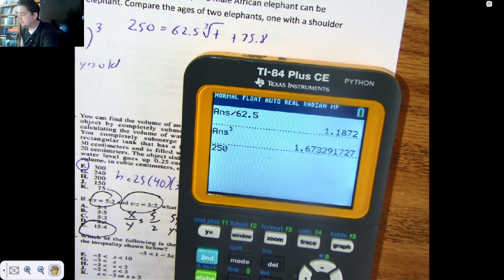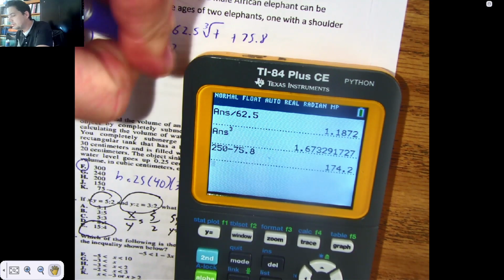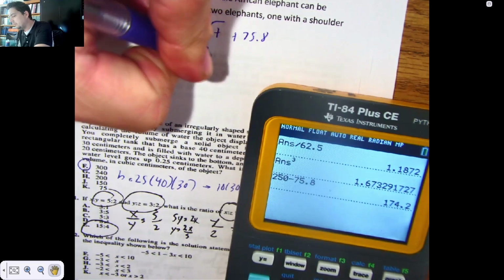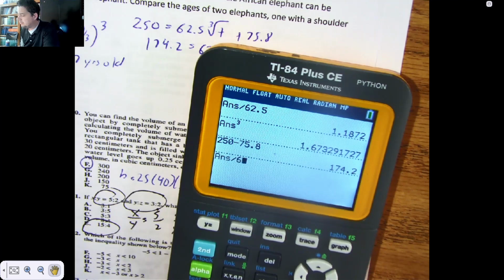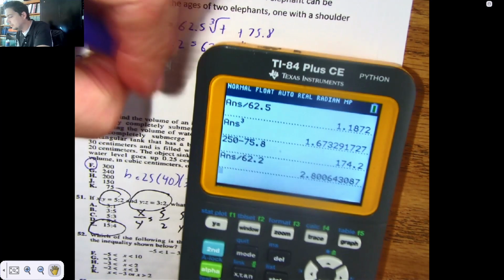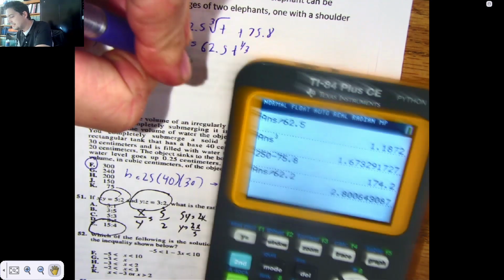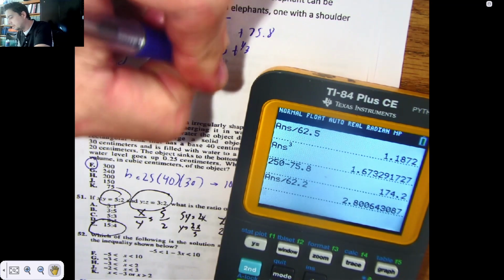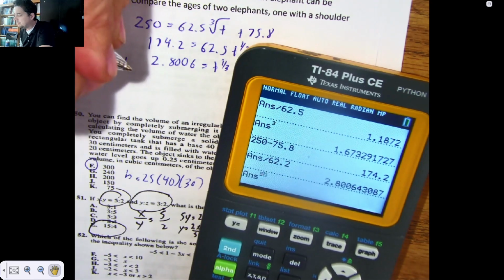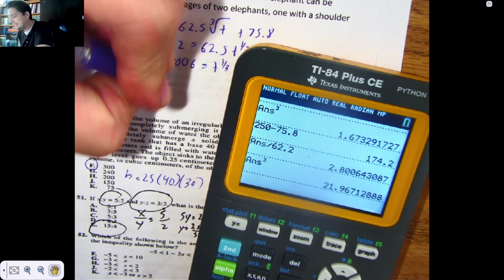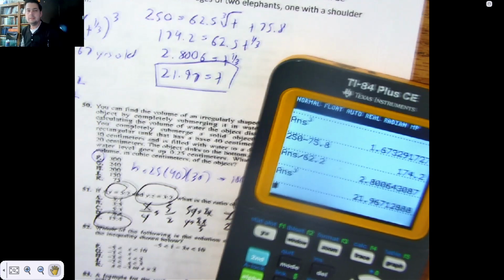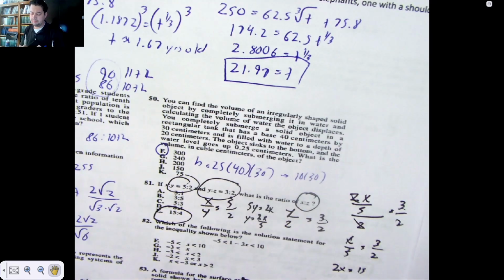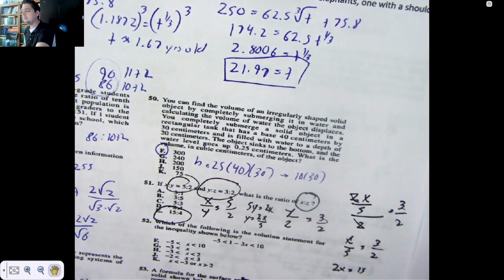Over here, 250 minus 75.8, 174.2 is 62.5 cube root of t. Divide by 62.5. 2.8006 is t to the 1/3 power. Cube both sides. 21.97 is the age of that elephant. Elephants don't grow very fast. They do actually live to be quite old.